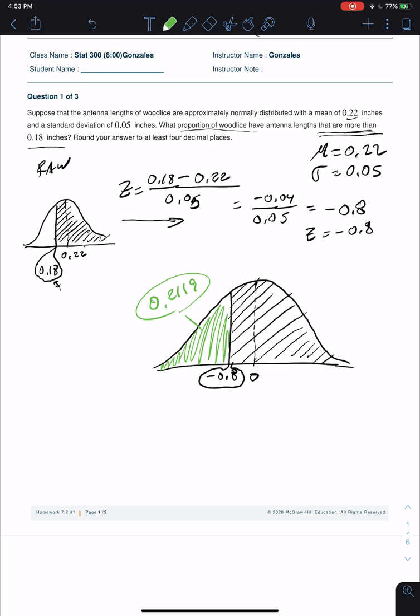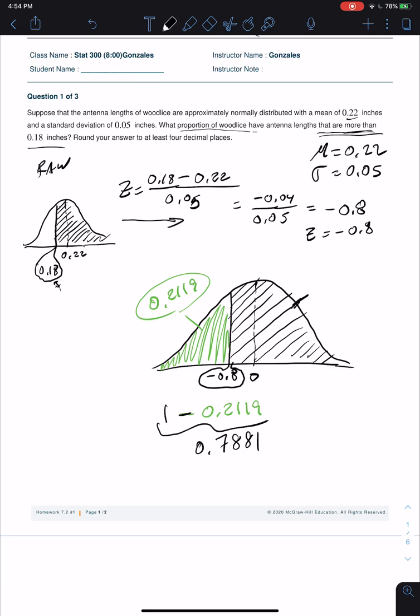Of course, that's the area of the green part. We don't want the green, we want the gray. How do we do this? No problem. We just take that green and subtract it from a value of 1, because the total area under the curve equals 1. So if you subtract 1 minus 0.2119, we get the remaining gray shaded area, which ends up being 0.7881.